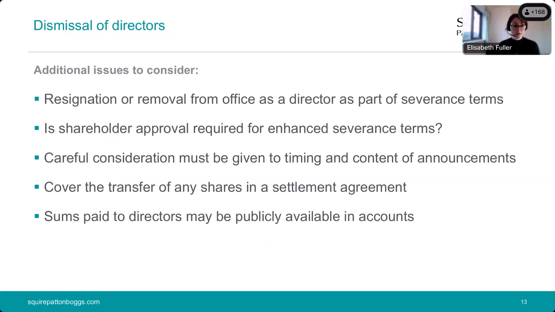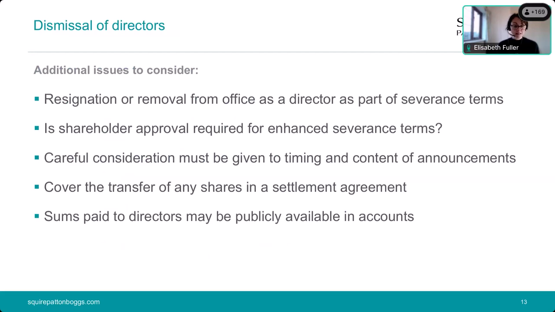You'll also have to deal with the transfer of any shares from the director under the terms of their settlement agreement. And it's also worth remembering that any sums paid to a director under their settlement agreement might become publicly available later if it's set out in company accounts, for example.